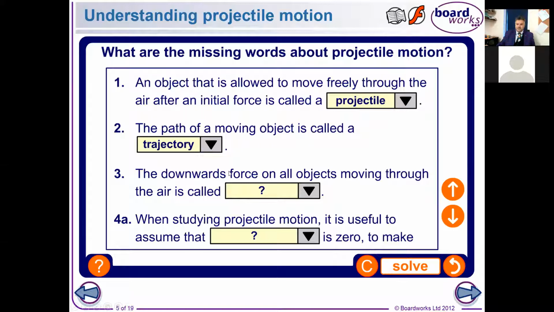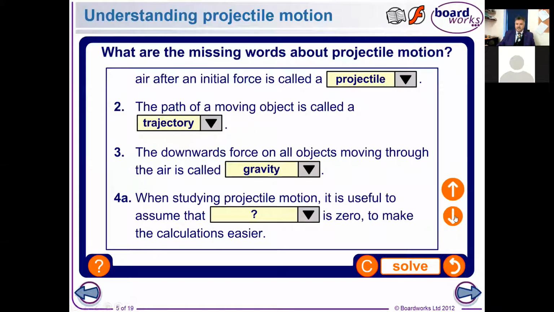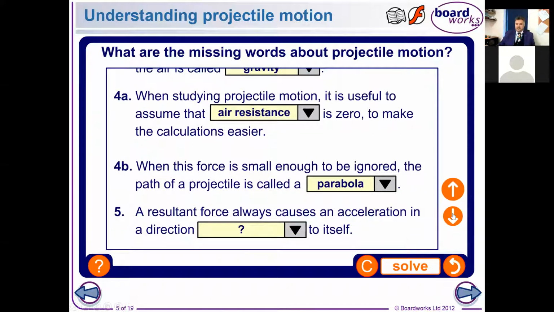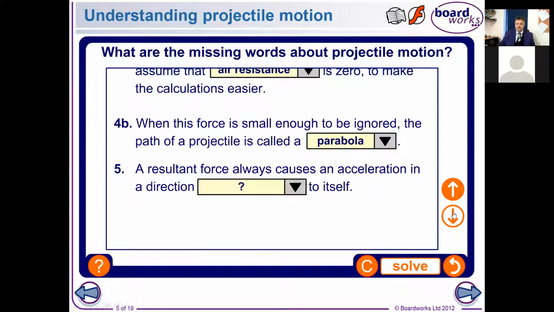The downwards force on all objects moving through the air is caused by gravity. We don't really call it gravity, we call it weight, but it's caused by gravity. When we study projectile motion, it's useful to assume that air resistance is zero, because it makes the calculations a lot easier. And when this force is small enough to be ignored, the path of the projectile is parabolic. Okay, I'm assuming that you know what a parabola is from your maths lessons last term.